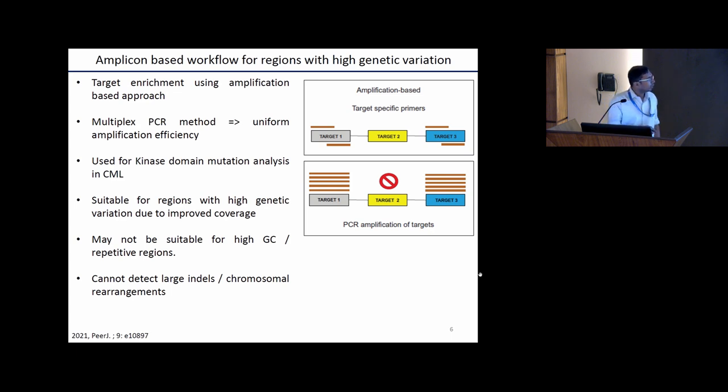We use it to detect kinase domain mutation analysis in CML. And this is suitable for regions with high genetic variation, and because it has a lot of coverage. That means it has a lot of reads. So what is it not suited for? It is not suited for high GC and repetitive regions, and it cannot detect large indels or chromosomal rearrangements.